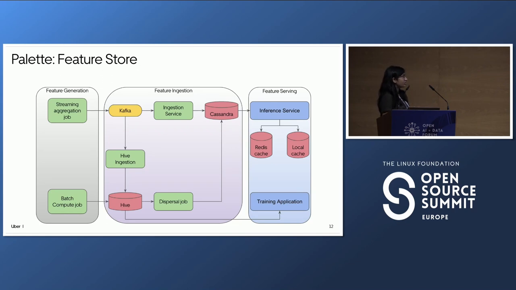And for batch features, we have large aggregation queries. Those compute jobs run and write the data to Hive. And from Hive, we disperse that data back to Cassandra. This way, we make sure that both batch and streaming data remain available in both offline and online stores, from where we serve it for training applications and inference.